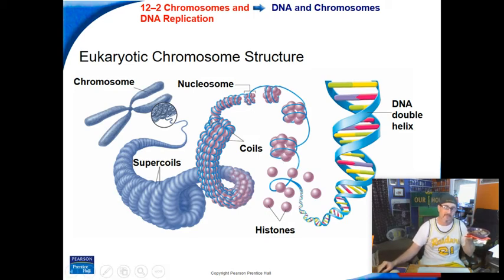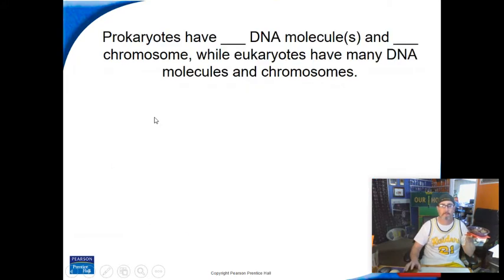So this circle here is a coil. And then this is a coil, this is a coil, this is a coil. So these are supercoils. And then, of course, supercoils form the chromosome. So smallest to largest, DNA, nucleosome, coil, supercoil, chromosome. Okay, moving ahead.